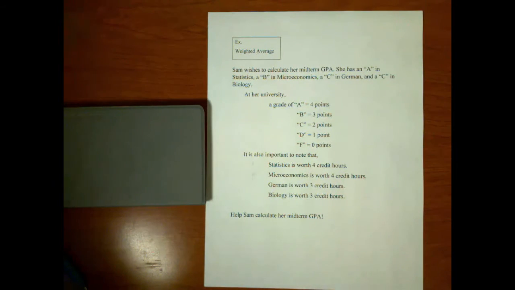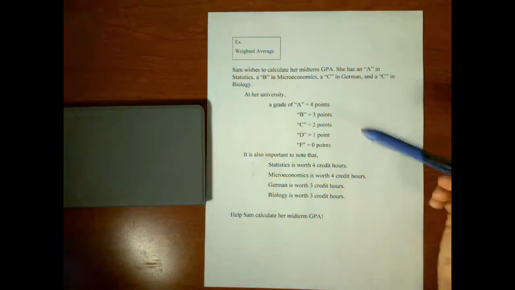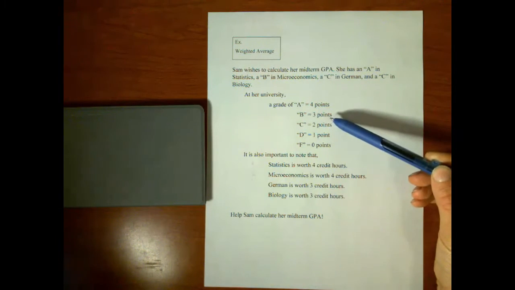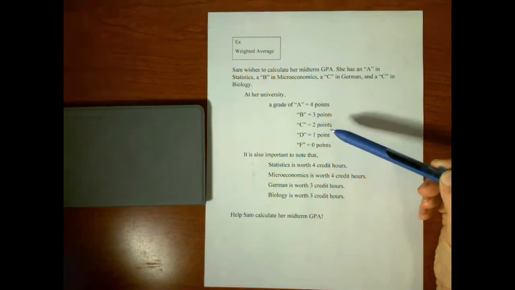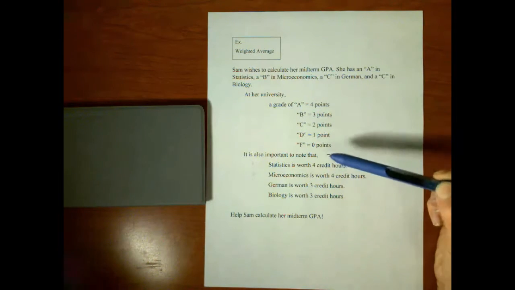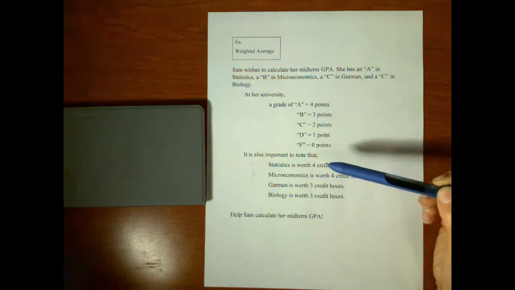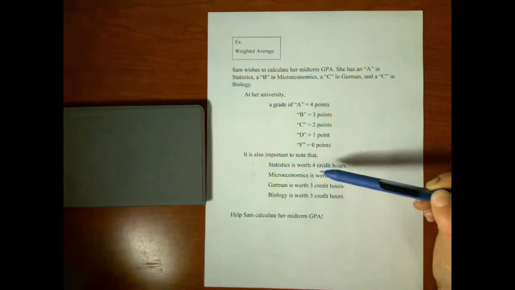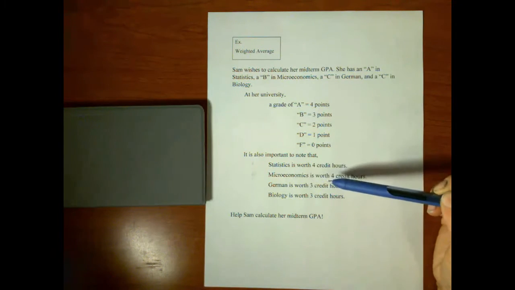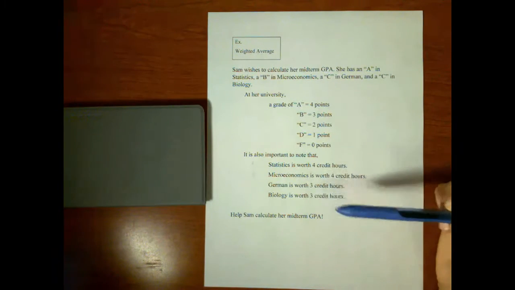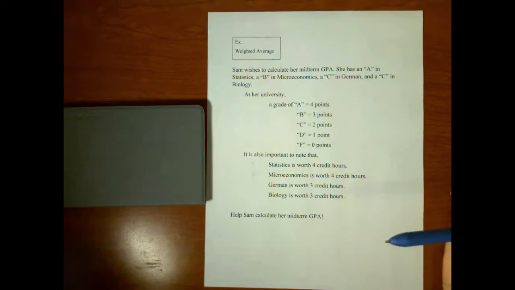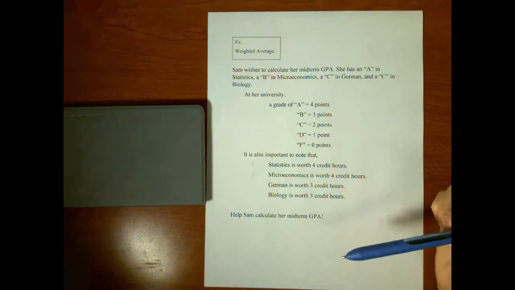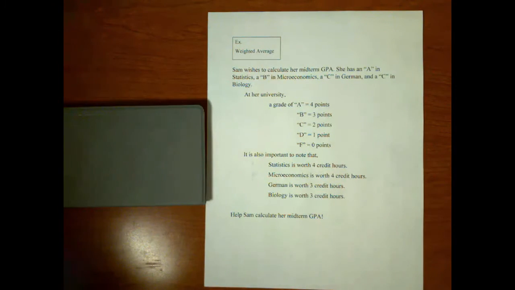Sam wishes to calculate her midterm GPA. She has an A in statistics, a B in microeconomics, a C in German, and a C in biology. At her university, a grade of A equals 4 points, a grade of B equals 3 points, a grade of C equals 2 points, a grade of D equals 1 point, and a grade of F is 0 points. It is also important to note that statistics is worth 4 credit hours, microeconomics is worth 4 credit hours, German is worth 3 credit hours, and biology is worth 3 credit hours. Help Sam calculate her midterm GPA.